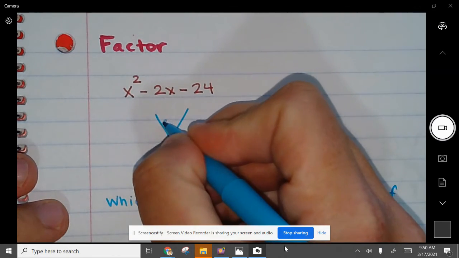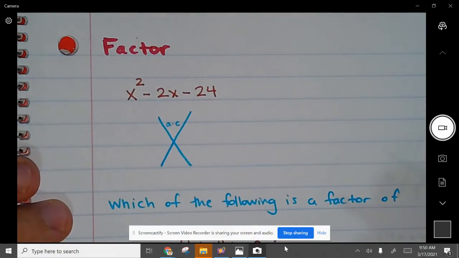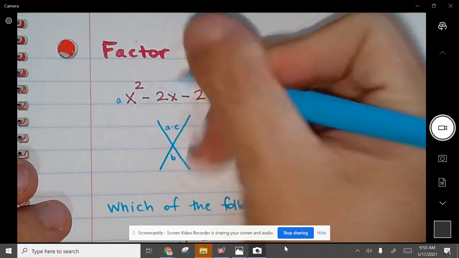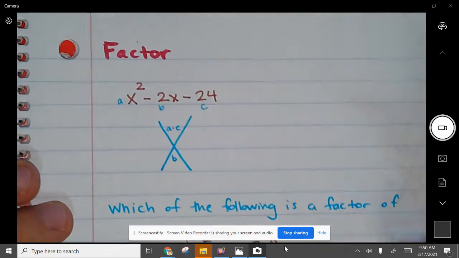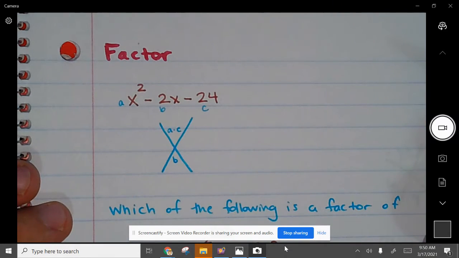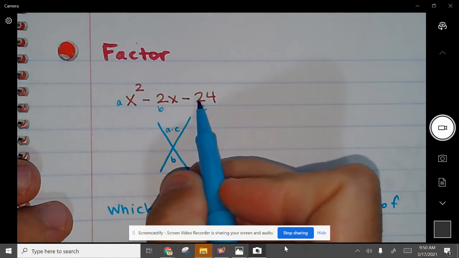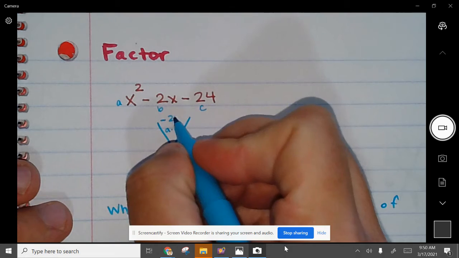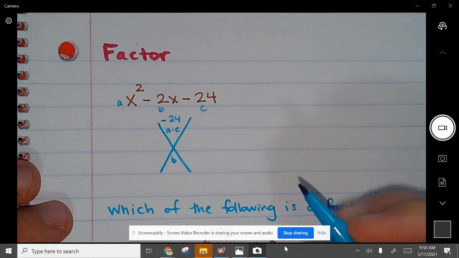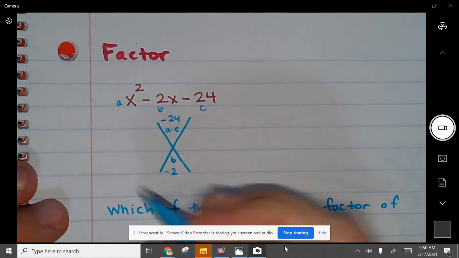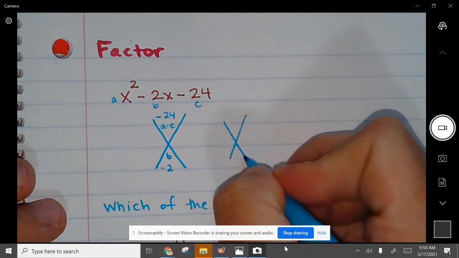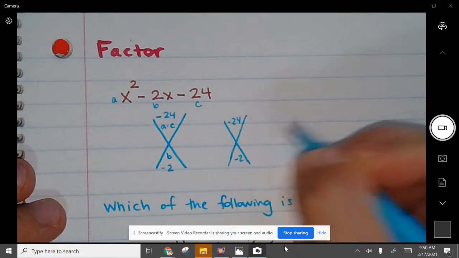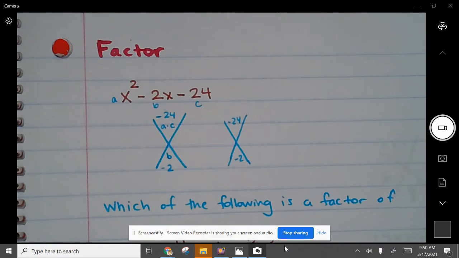You're going to do A times C on the top, B on the bottom. Remember A, B, C. A is 1, B is negative 20, or C is negative 24. So the top is going to be negative 24. The bottom, negative 2. So let me write this out again so you can see a little better. Negative 24, negative 2.